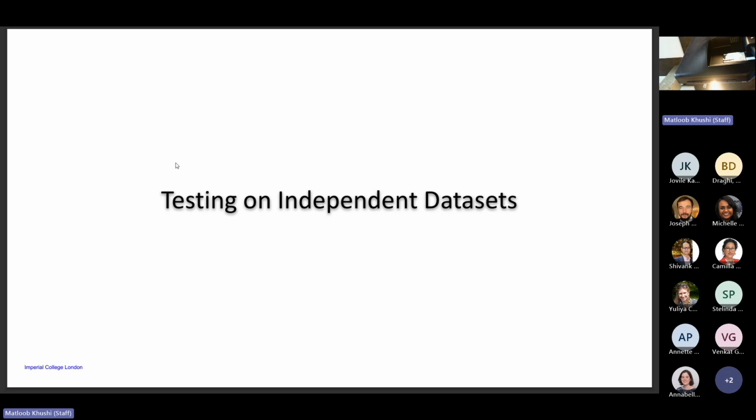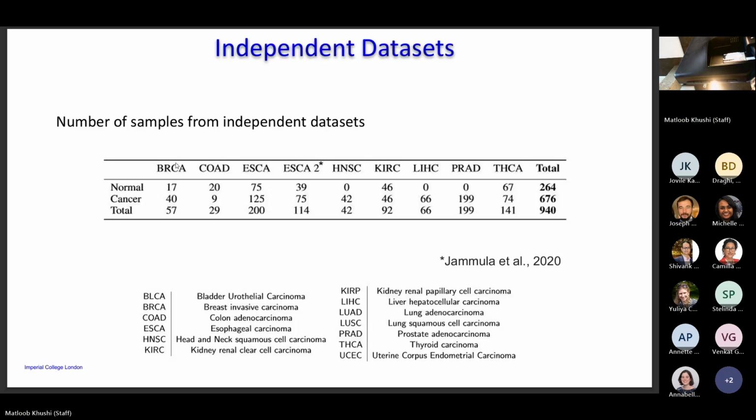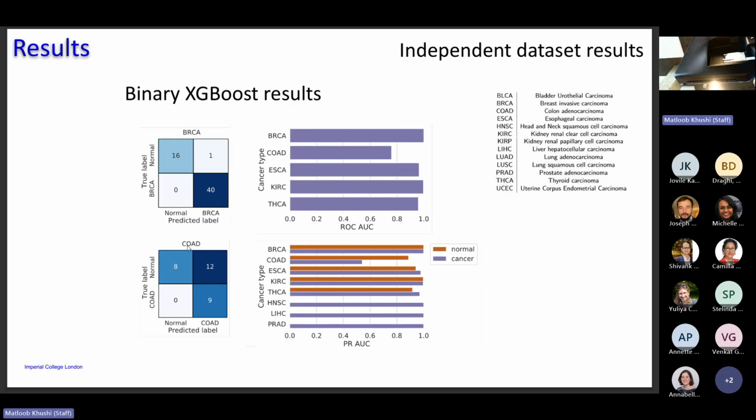We had 9 different independent data sets. These things were a lot smaller than our training data. And some of them lacked normals as well. So these are more real world type data, not data collected from a massive consortium. The binary XGBoost model did sort of well. So again, I'm showing the best and the worst confusion matrices.